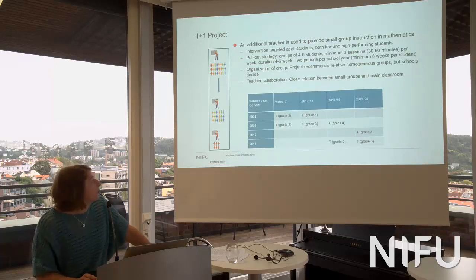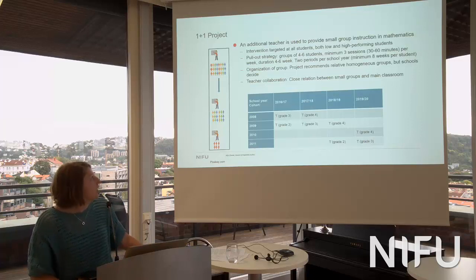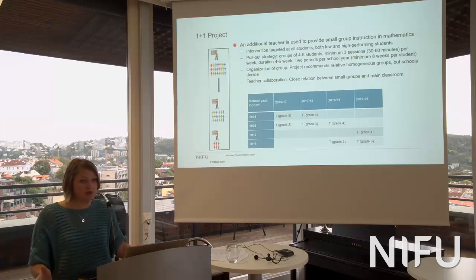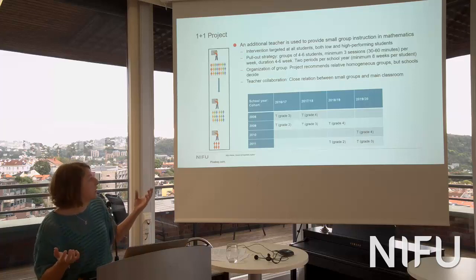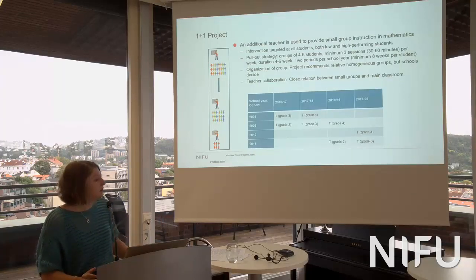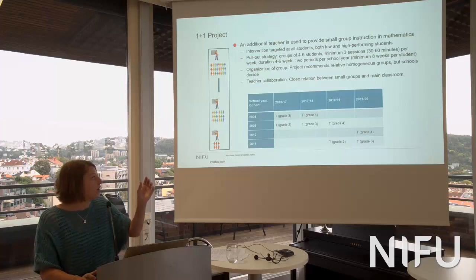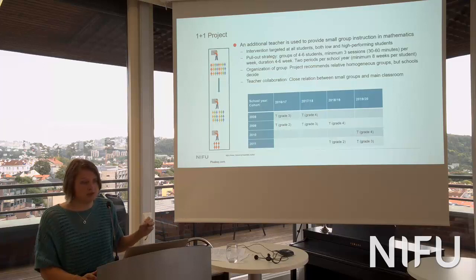And we use what we call a pull-out strategy, which is that you have a small group of 4 to 6 students, which should receive a minimum of 3 sessions per week for a duration of 4 to 6 weeks, before they're then placed back into regular classroom instruction in mathematics. And this should happen 2 times a year. So the students should be experiencing a minimum of 8 weeks of small group instruction during the school year, and this is equivalent to about 1,000 minutes of small group instruction. Now the organization of the group, the project recommends that these small groups that are taken out of regular instruction be homogeneous, but we only suggest that the schools themselves can decide the composition of the group.